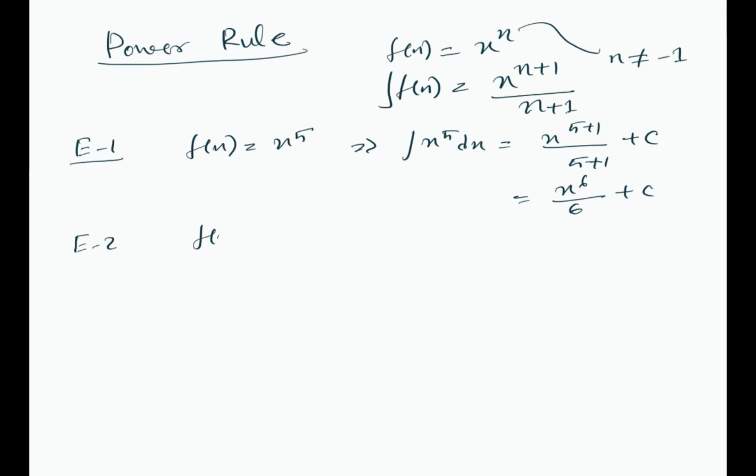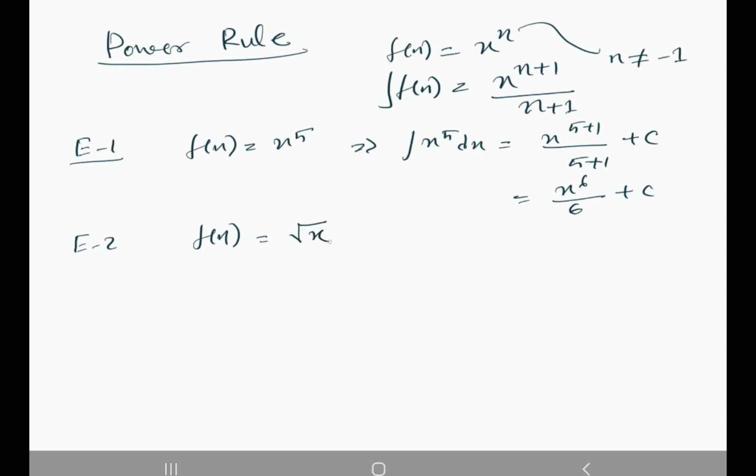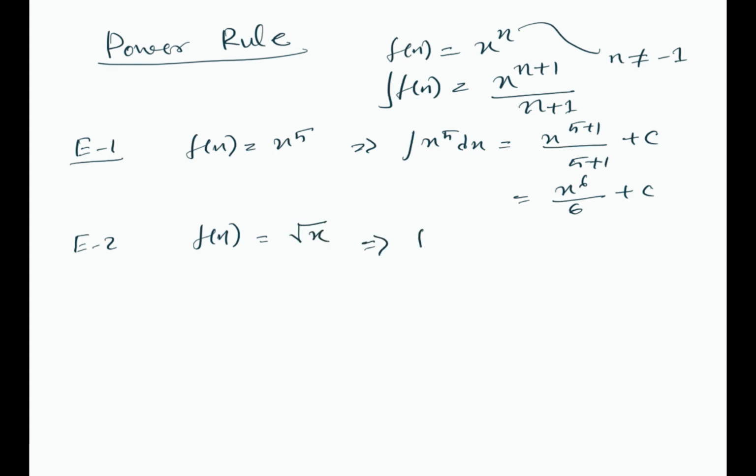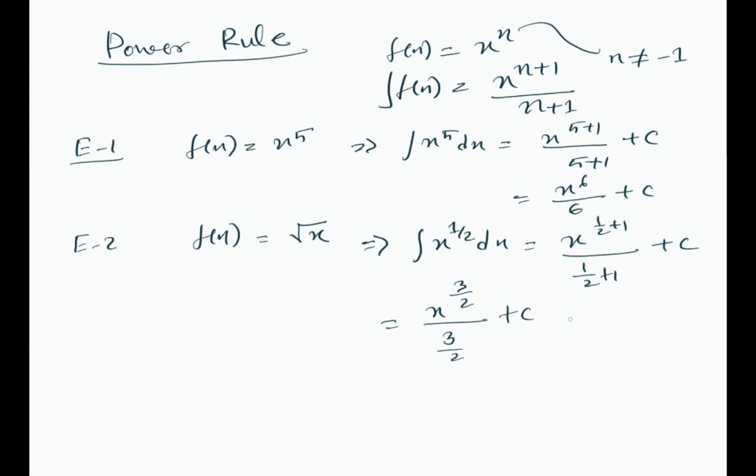Example 2, and for this our function is square root of x. So the integral of this function, we can write it in different ways. The integral of x to the power half dx is equal to x to the power half plus 1 divided by half plus 1, plus c. So the answer would be x to the power 3 over 2 plus c. So the final answer would be 2 over 3 square root of x to the power 3 plus c.